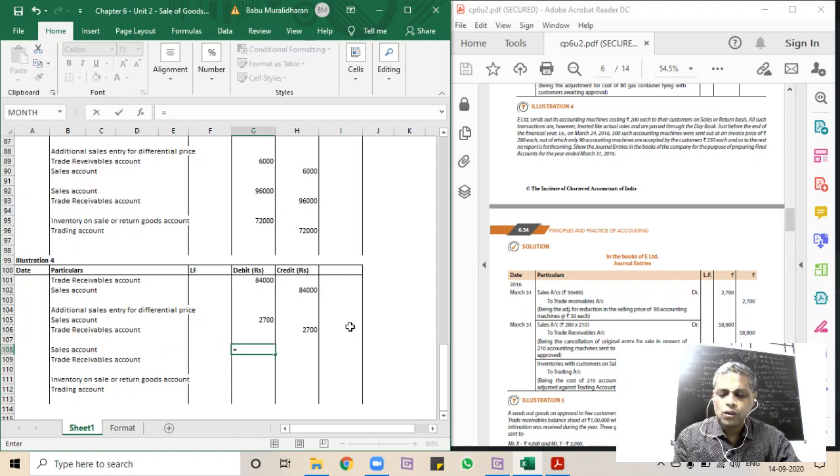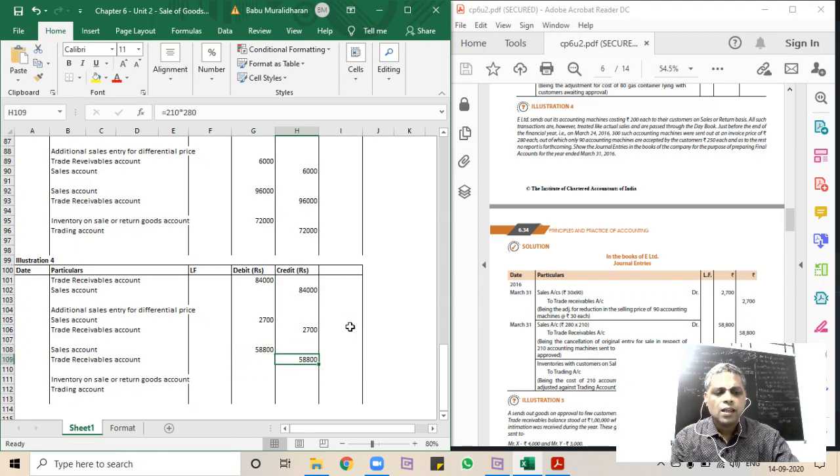That is equal to 210 into 280 rupees. That is 58,800. 90 has been sold out of 300. The balance 210 is left as sale or return basis at the end of the year. Right? So we have to reverse the sale entry for these 210 cases.